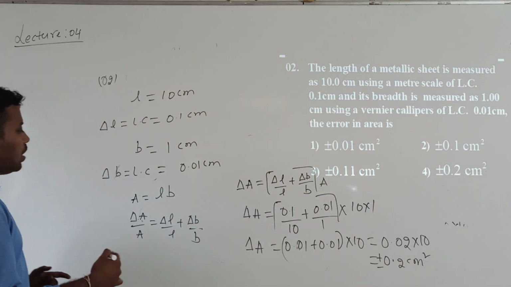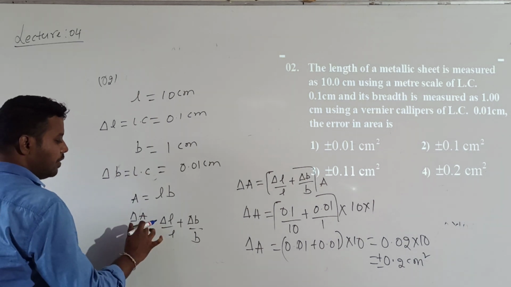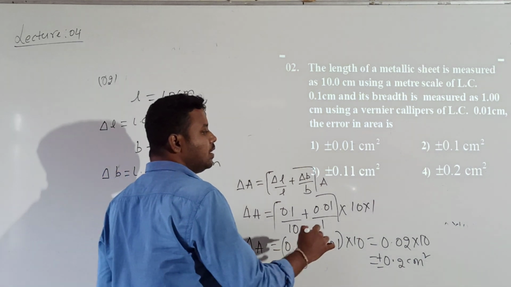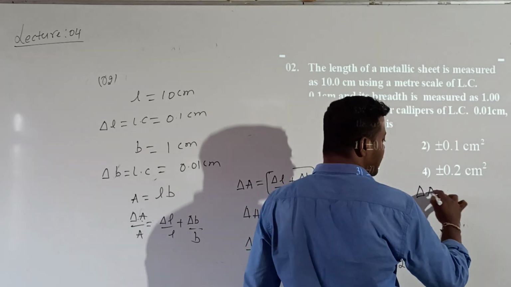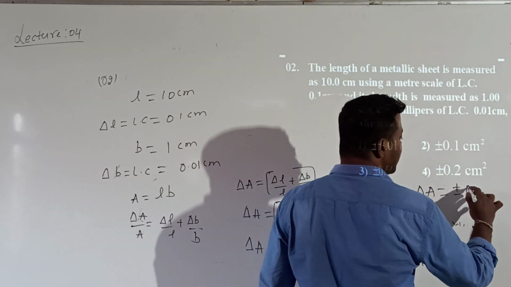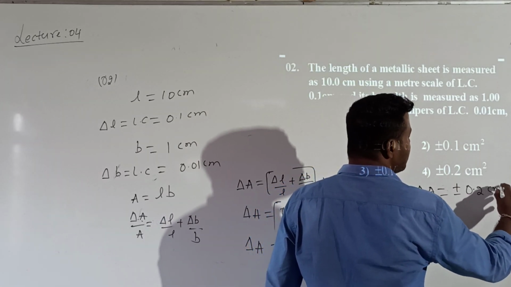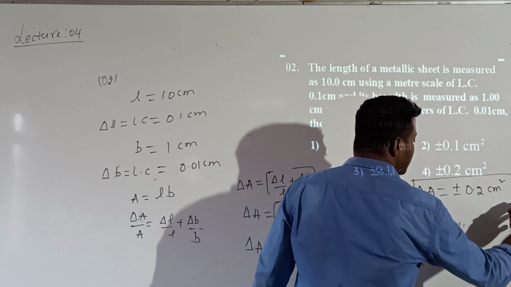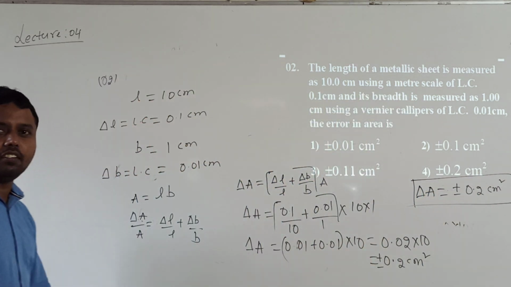This may be more or this may be less. So delta A, this is the error in measurement. So plus or minus 0.2 centimeter square. This is question number 2.